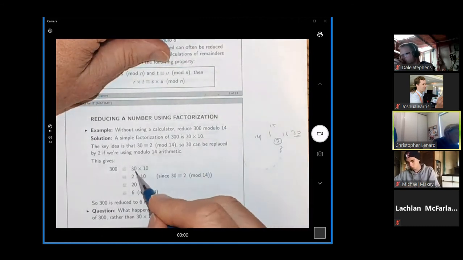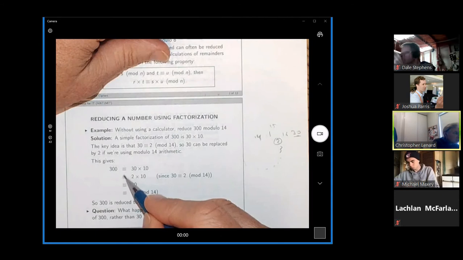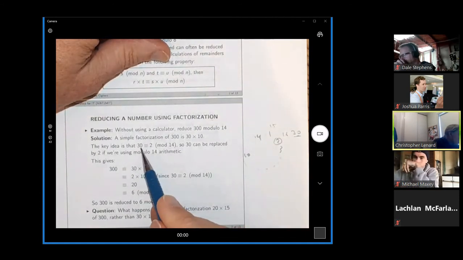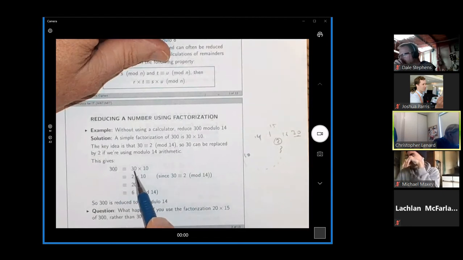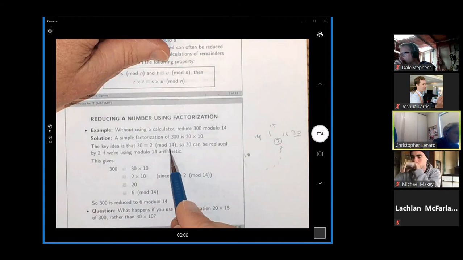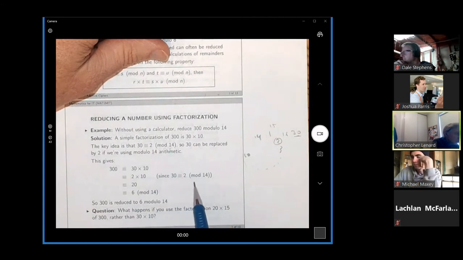So wherever I see 30, I can actually replace it by 2, because we're doing this congruence or equivalence. 10's around here. There's nothing simpler than 10. So this idea is that 30, by factorizing into 30 times 10, I'm actually using this very neat idea that 30 is actually the same thing as 2 in that system. So wherever I see 30, I can replace it by 2 in that system. And since I'm reducing mod 14, where am I here?